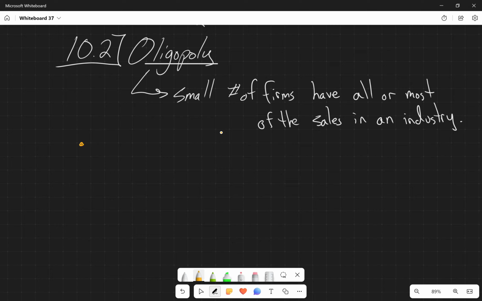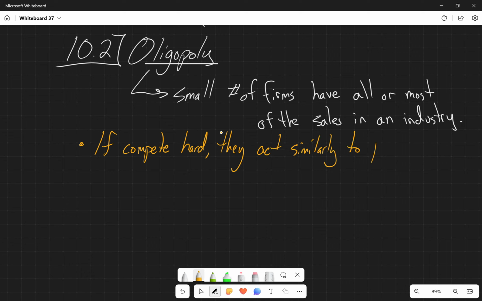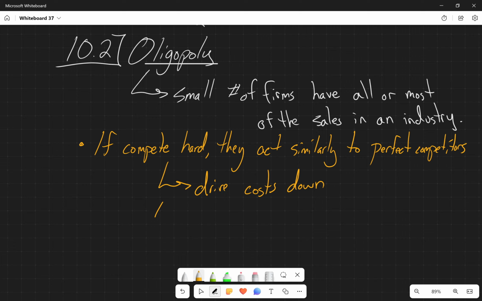If our oligopolists compete hard, if they're cutthroat, they act similarly to perfect competitors. How so? They're going to drive costs down, and they're going to lead to zero profits for all.